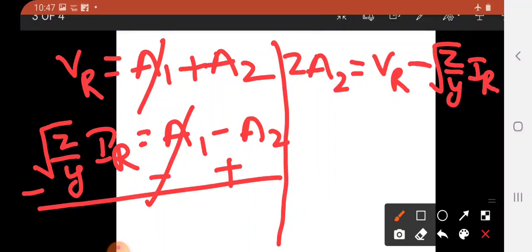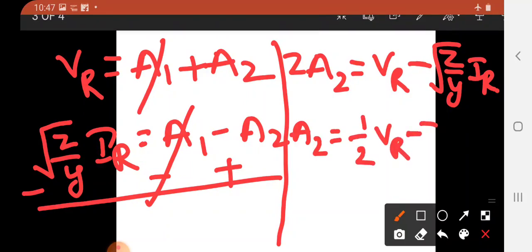Okay, so that means A2 is equal to 1 by 2 into VR minus ZC into IR. Yes, now we got both A1 and A2 values. So therefore, let us write the values of V and I.